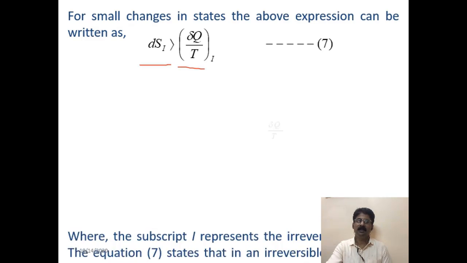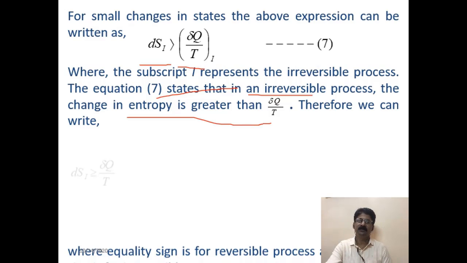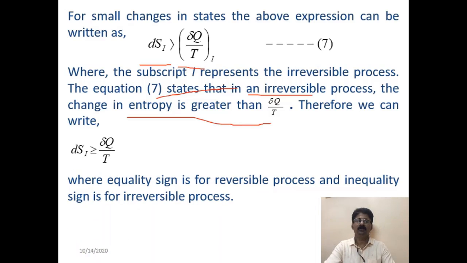So this is a very important equation for an irreversible process. Here the subscript i represents the irreversible process. So equation 7 states that in an irreversible process the change in entropy is greater than the quantity del Q by T. That is what you have to understand from this expression. Now combining, because dS is equal to del Q by T for the reversible process, you can write dS is greater than or equal to del Q by T, where the equality sign is applicable for a reversible process and the inequality sign is applicable for an irreversible process.